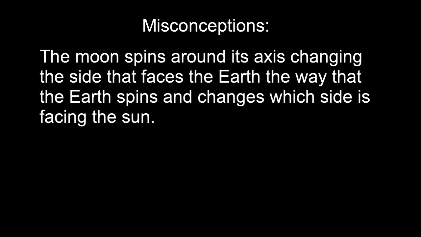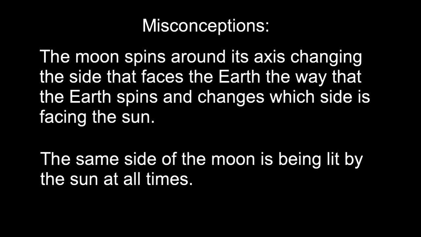Misconceptions that can occur when using this model. Students may think that the moon is spinning on its axis in the same way that the Earth spins on its axis relative to the sun. Additionally, students may get the misconception that the same side of the moon is being lit by the sun at all times. These conclusions could be arrived at because of the fact that one half of the moon model is smooth while the other half has a texture, representing the dark and lit sides of the moon respectively. And those two hemispheres are rotating as you show in the model.